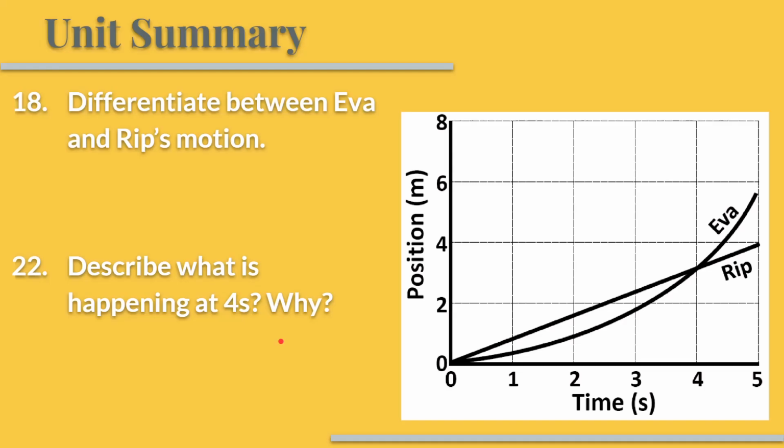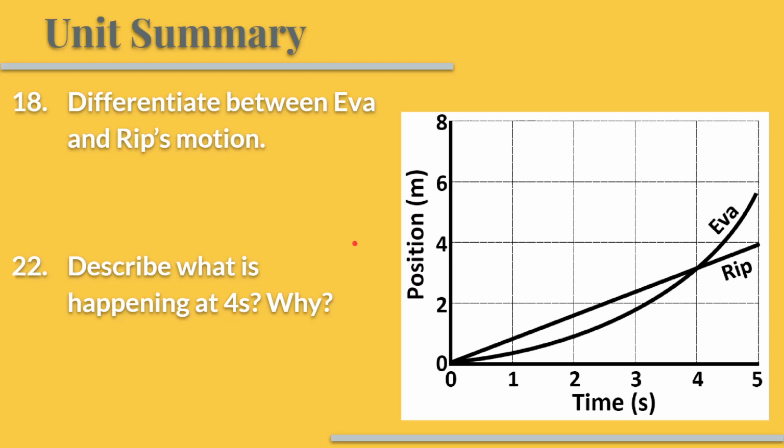Okay, let's see if we can interpret some graphs. Here I have a position time graph with two different motions represented, one for Ava, one for Rip. And it says differentiate between Ava and Rip's motion. This is from the old unit summary. It's not on the one this time.